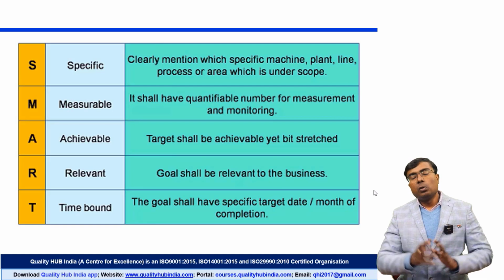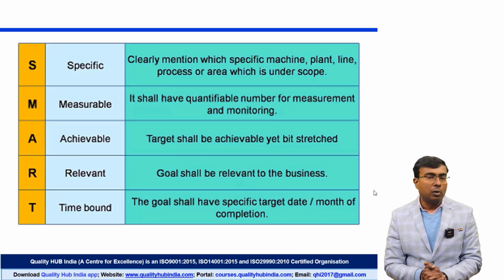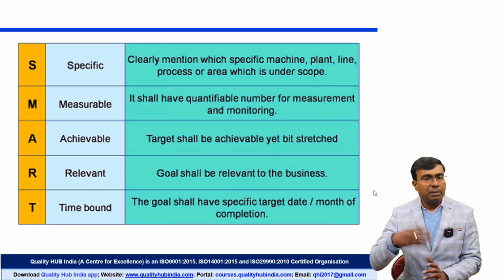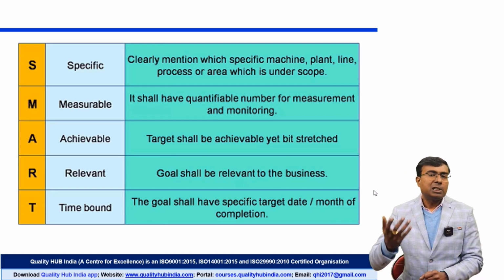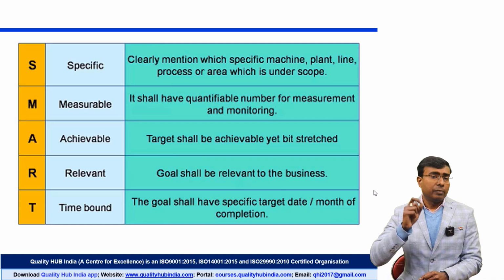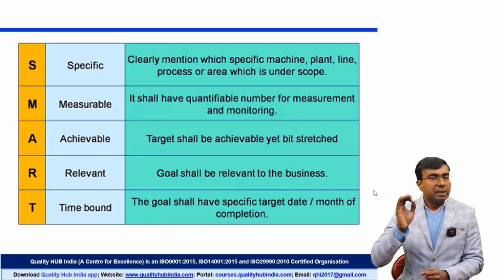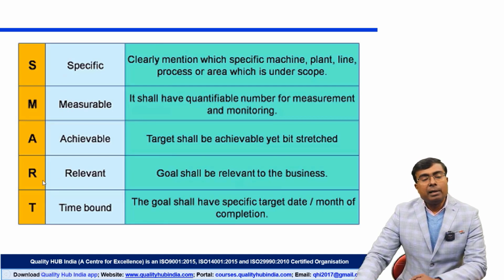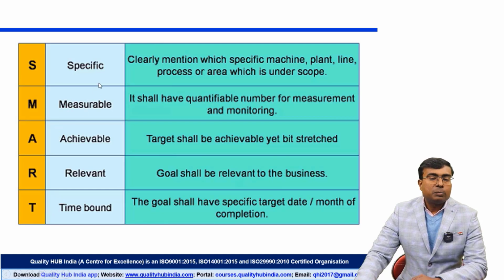Typically the SMART goal technique is used for setting goals for individuals, for departments, and for the organization also. In fact, in various management systems, for example quality management system or environment management system, every organization has to set various objectives. The objective has to be measurable. So to make the objective measurable, you can use the SMART goal technique, which is very handy. So what exactly is the meaning of specific, measurable, achievable, relevant and time bound? Let's start exploring these things one by one.